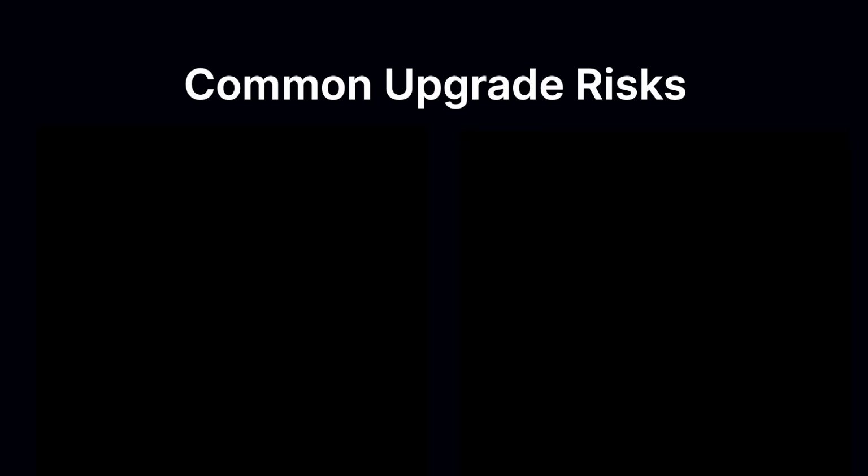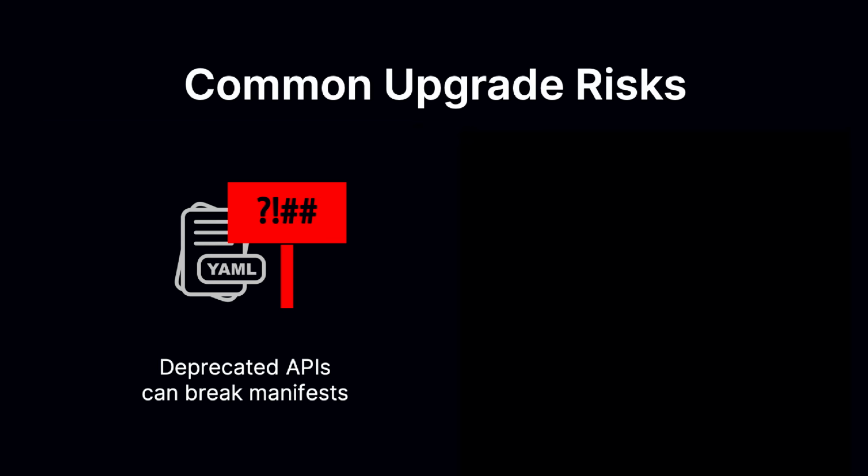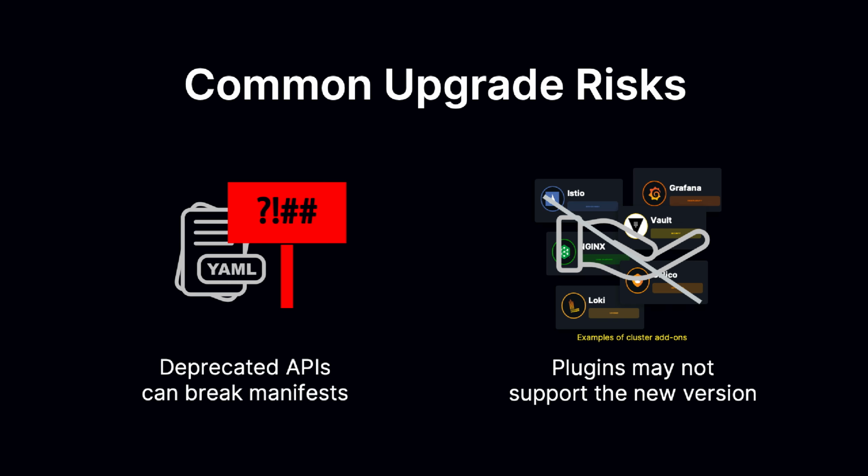There are two common upgrade risks. The first is API compatibility. Deprecated APIs can cause manifests to fail on the new Kubernetes version. Plugin compatibility is another risk. Platform components such as ingress controllers, service meshes, monitoring tools, and security add-ons may also not support the newer version. That's why it's important to validate both the application and the supporting platform components before upgrading.